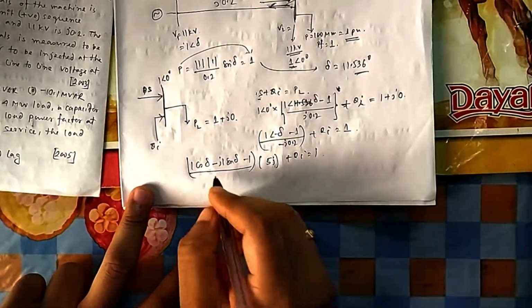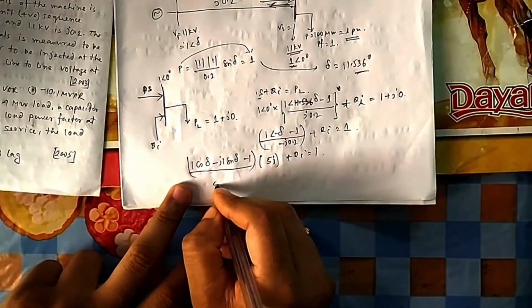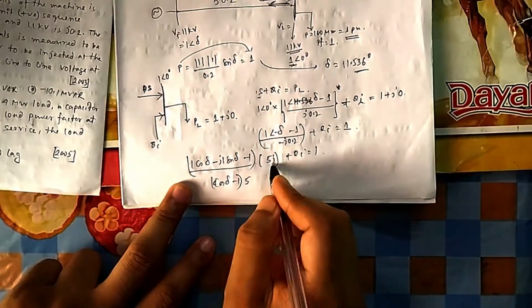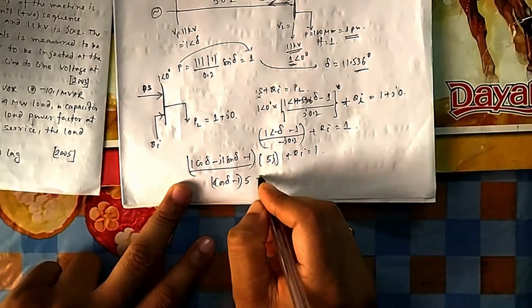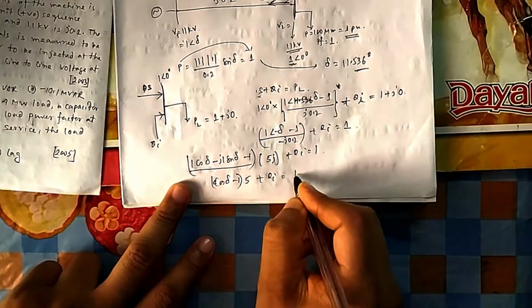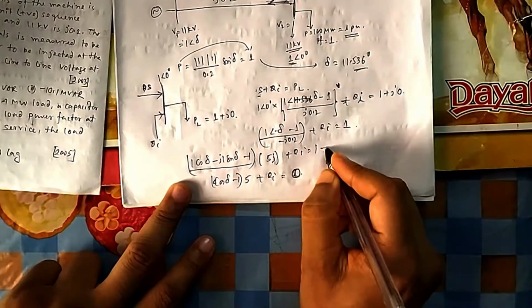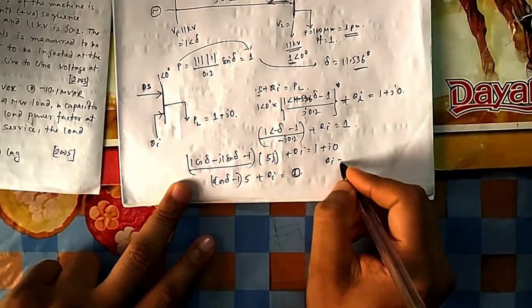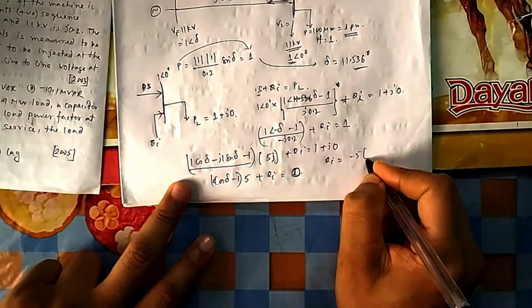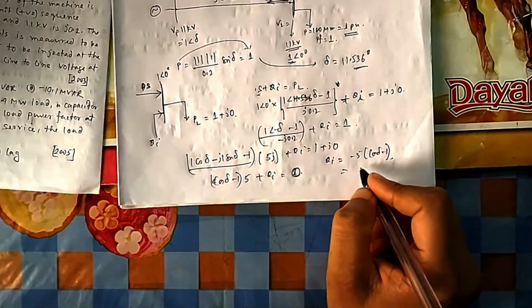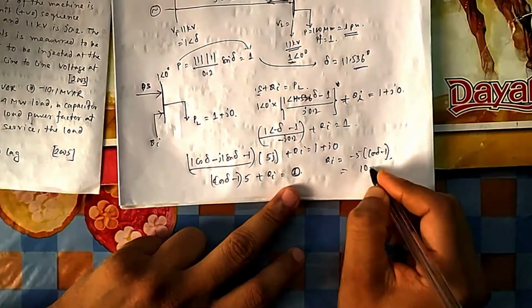So take imaginary part. So what will be imaginary part here? It will be cos delta minus 1 multiplied by 5. This into this will give you I, plus qi should be equal to 1. So that is your qi, 0, because this side imaginary part is 0. So your qi should be equal to minus 5 into cos delta minus 1. So if you do this one, I think you will get 10.1.